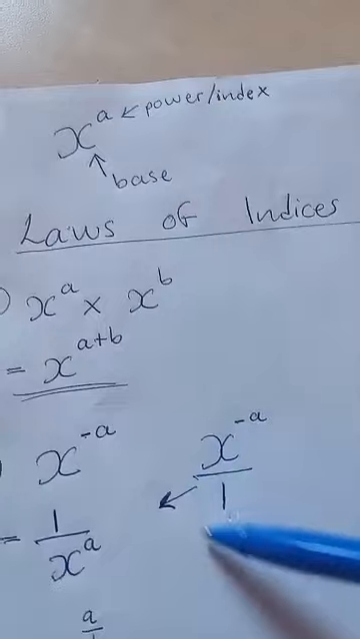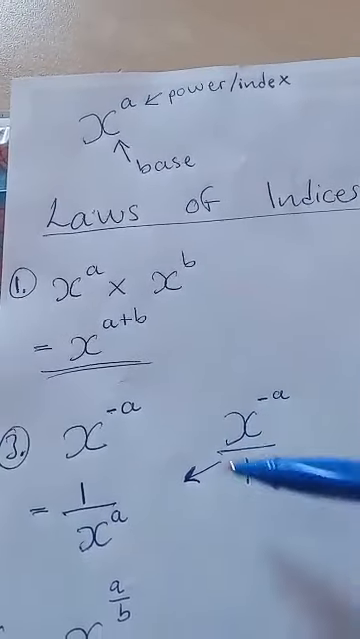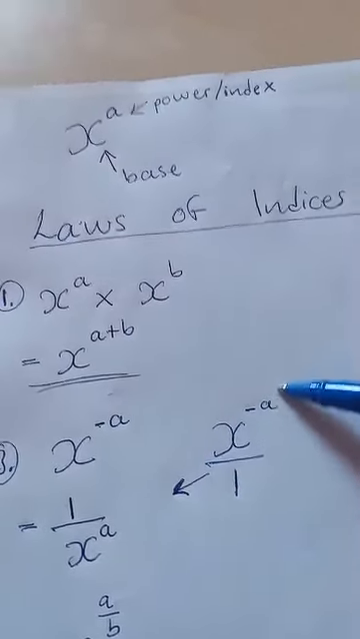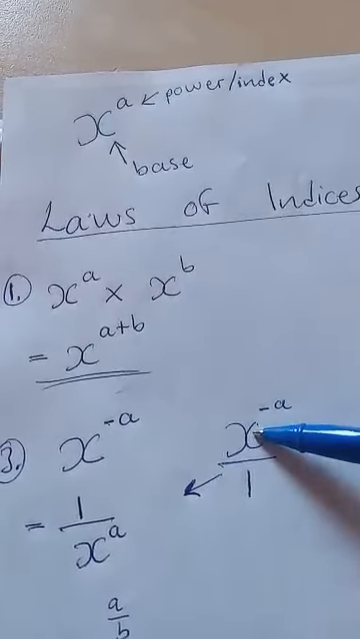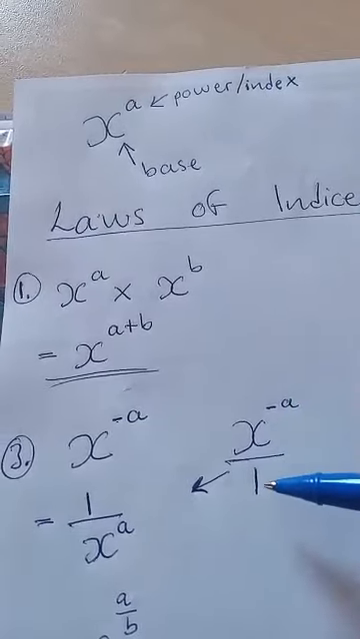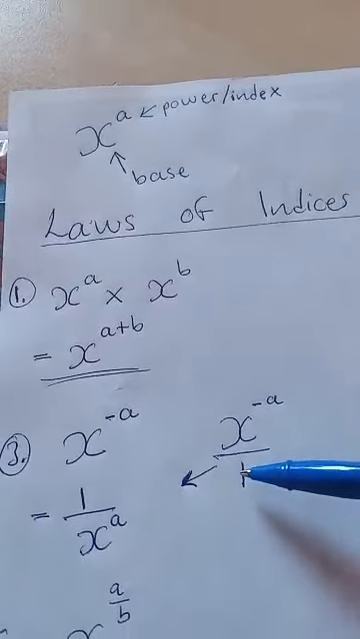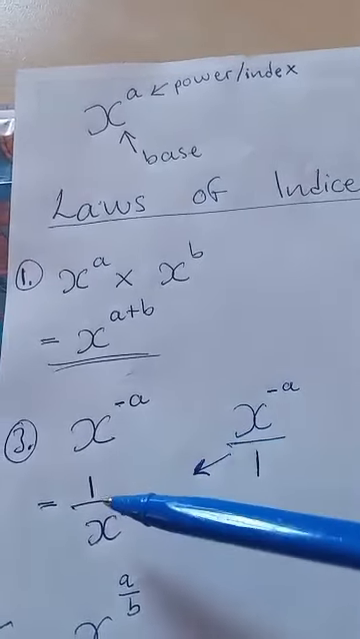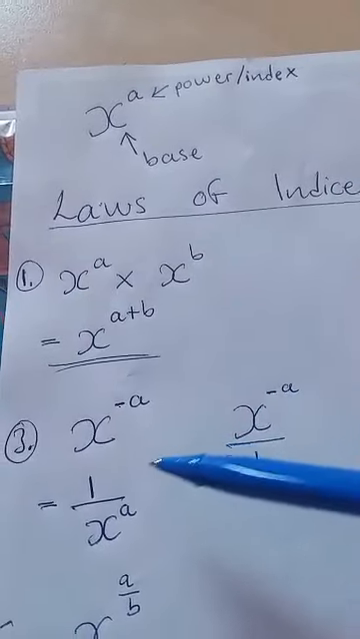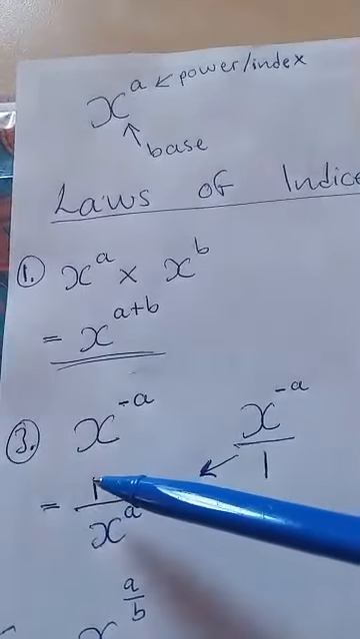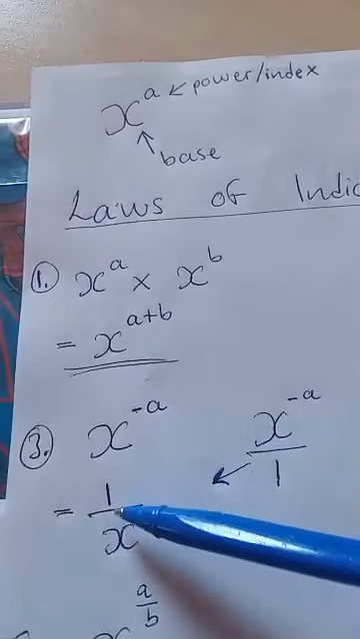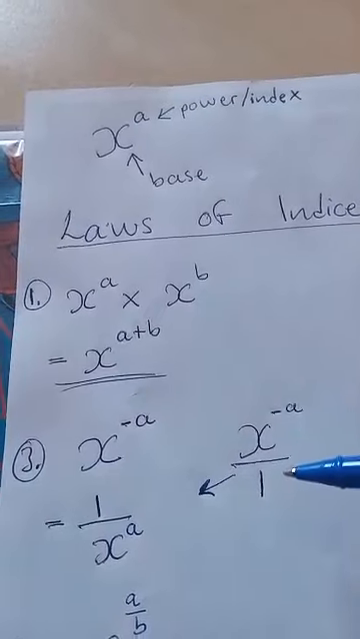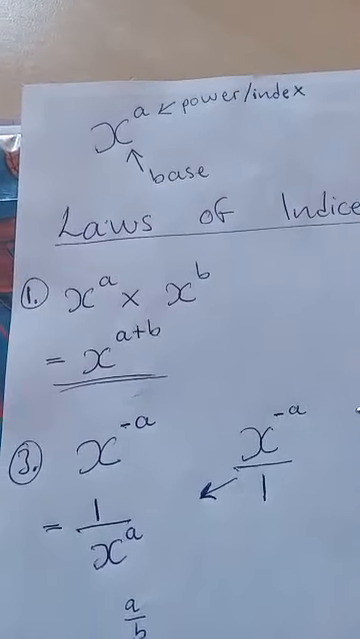Why are we talking about this over 1? Because when you have got a negative power, you have to invert the fraction, which means we make this numerator, x to the power negative A, the denominator, and this denominator, which is 1, the numerator. But the moment we invert, our power becomes positive, so it will be 1 over x to the power A. We've made this power positive. That will be the third law of indices.